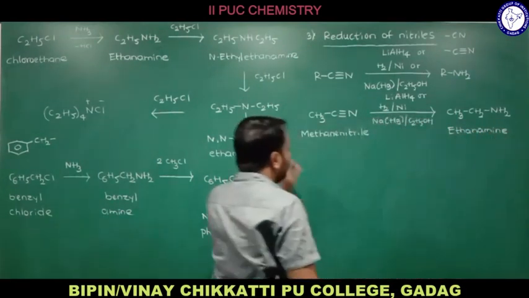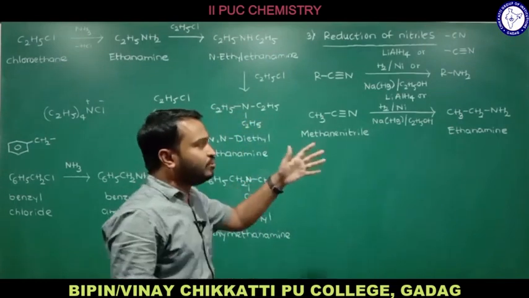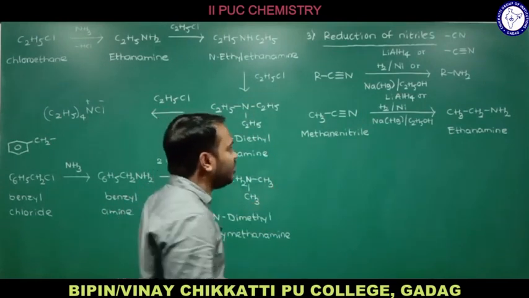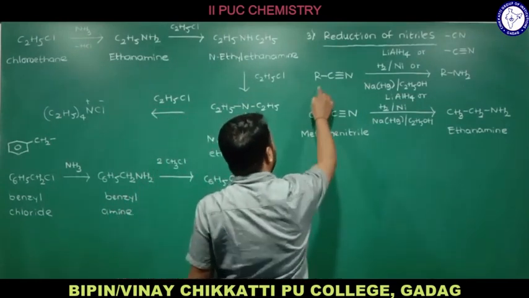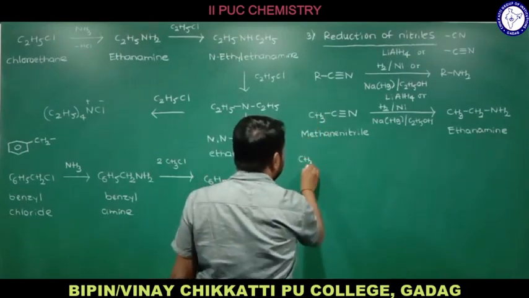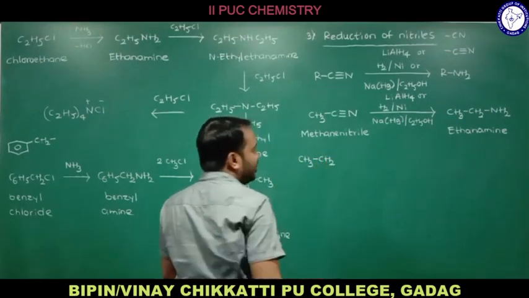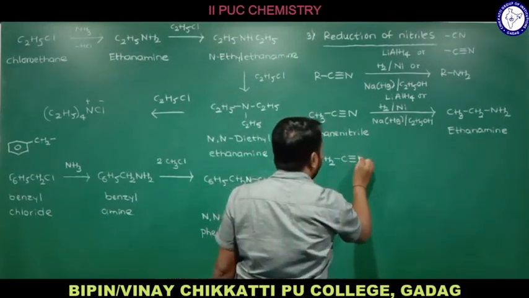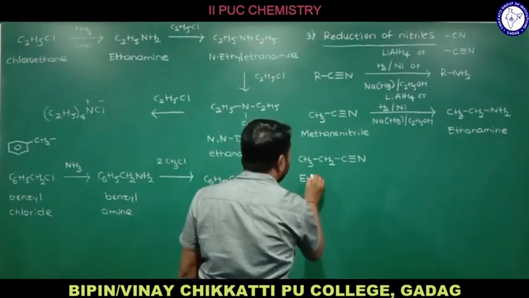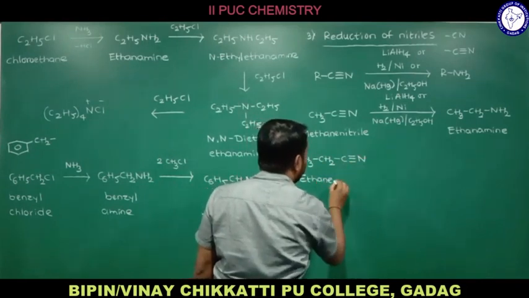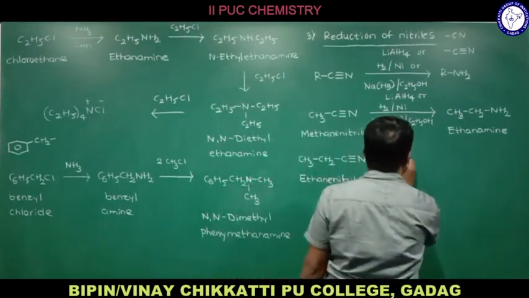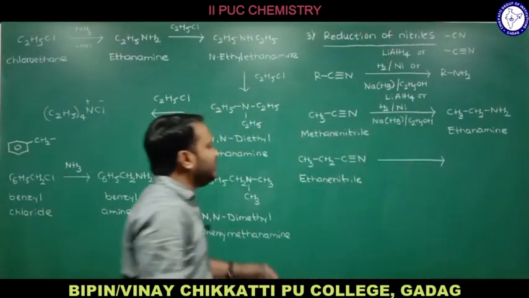So this is how methane nitrile is reduced into ethanamine, or you can say the nitrile is converted into the functional group amine. One more example I consider. In this example I replace the methyl group by ethyl, that is C2H5 or CH3CH2, with a carbon triple bond N. Here we have CH3CH2, that is eth, therefore ethane nitrile. Now I am supposed to reduce this into the respective amine.